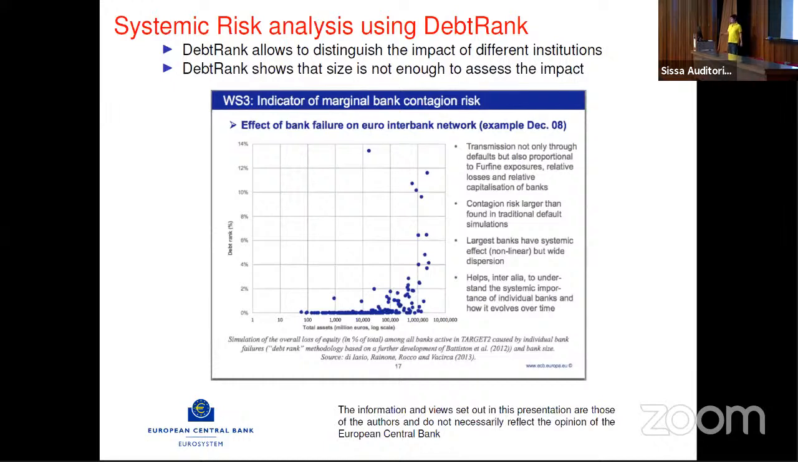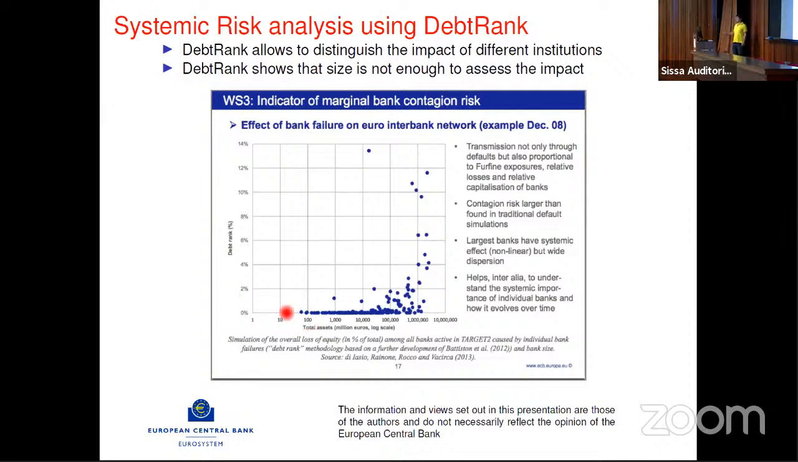This is a slide from a presentation, I think from the European Systemic Risk Board of the Central Bank. In this plot, each point is a bank. On the horizontal axis, you have the total size of the bank in terms of total assets. The vertical axis is the DebtRank, so the higher, the riskier.